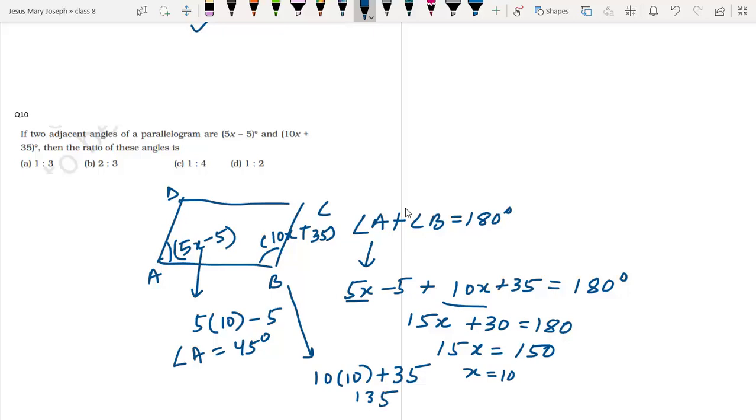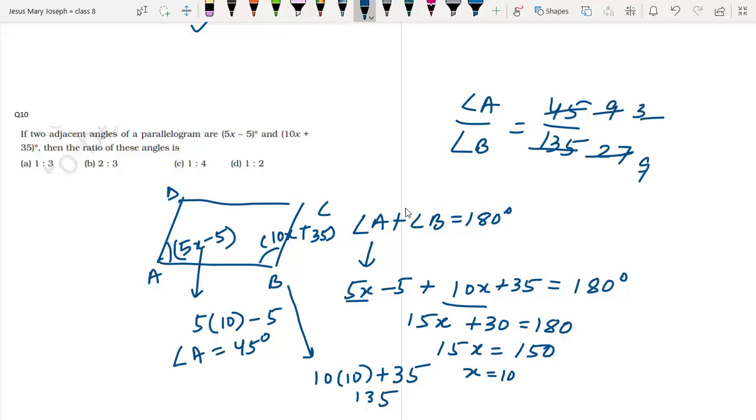Now comes the question. The question is asking the ratio of the angles. Very simple. Angle A upon angle B will be given by 45 upon how much? 135. Let's find the ratio. 5 9s are 45, 5 27s are 135, 3 3s are 9, 3 9s are 27, 3 1s are 3. So 1 upon 3 is the ratio. That is option number A.